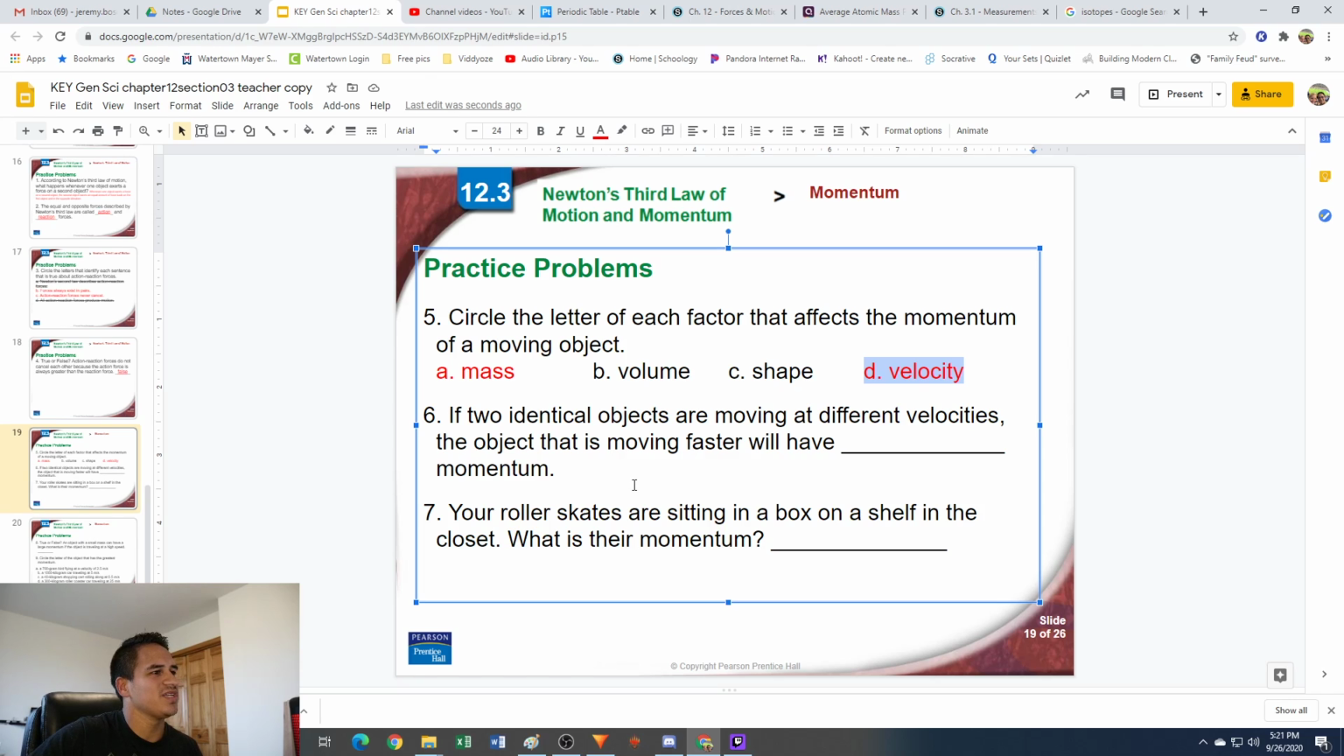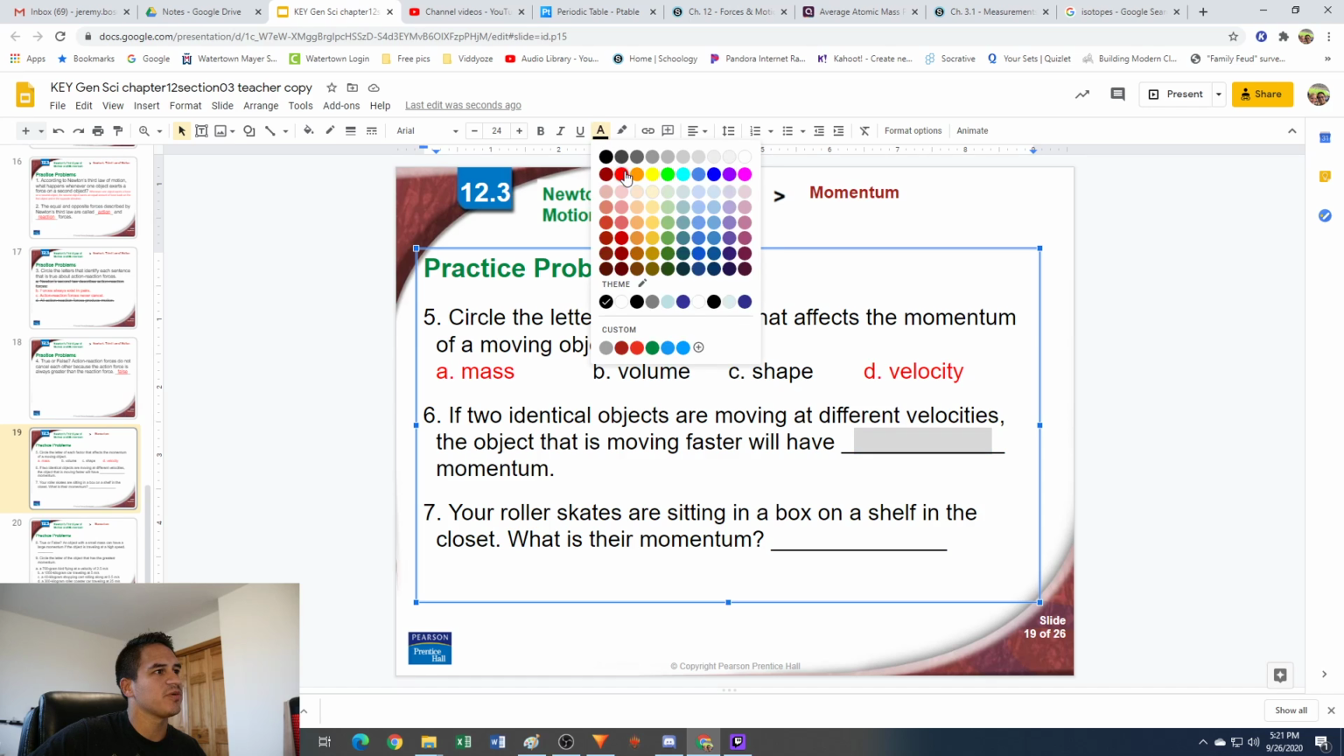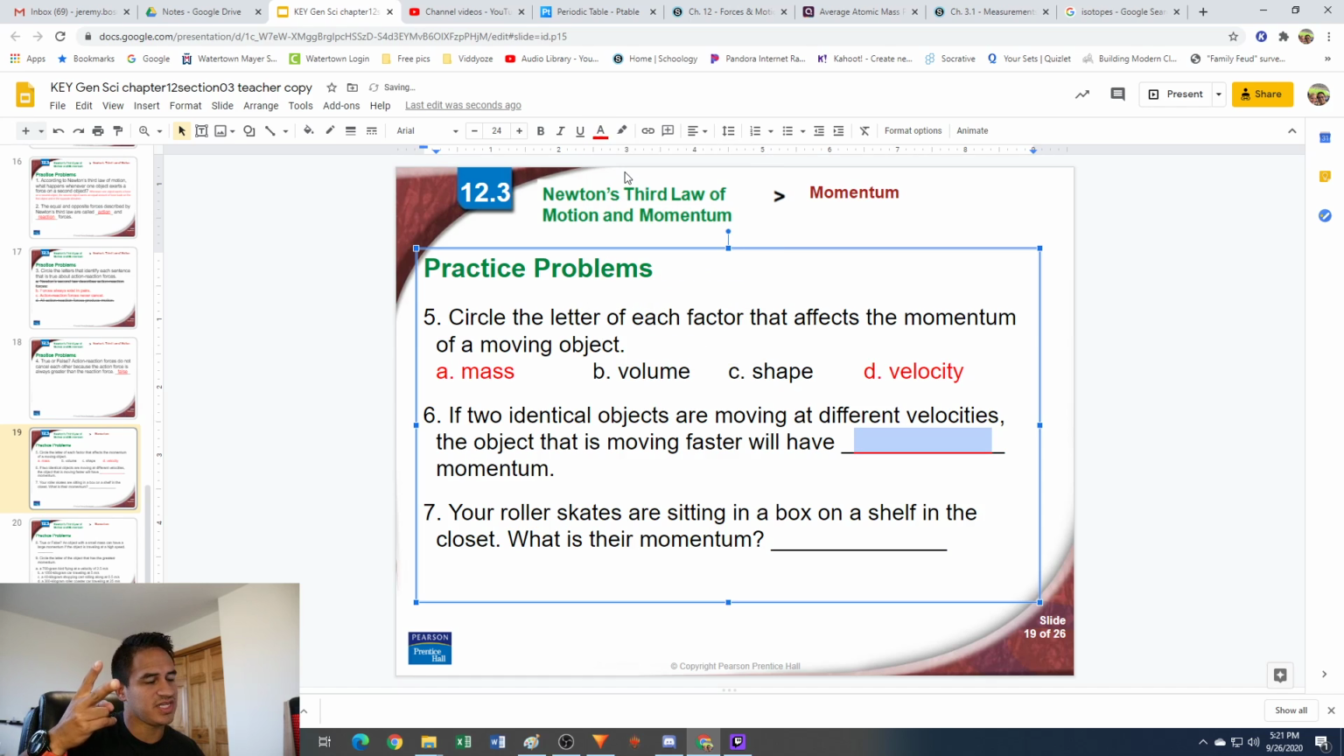Number 6, if two identical objects are moving at different velocities, the object that is moving faster will have blank momentum. Since momentum is determined by mass and velocity, if you have two identical objects, that means they have the same mass, but if they're moving at different velocities, the one that's moving faster will have more momentum.